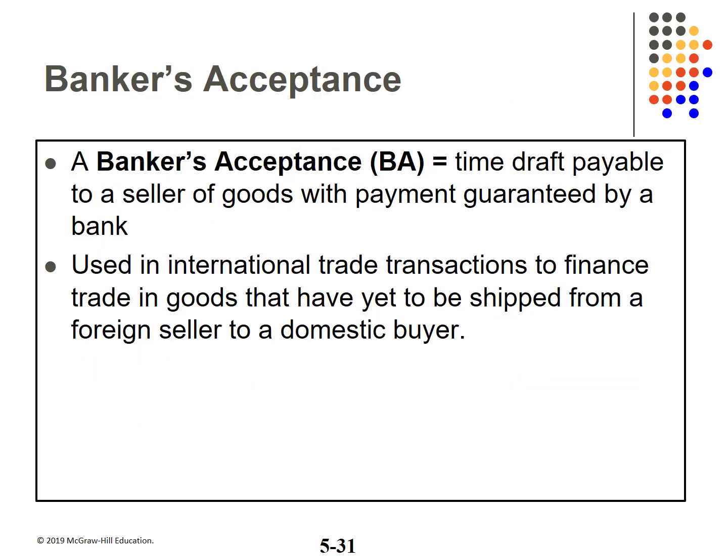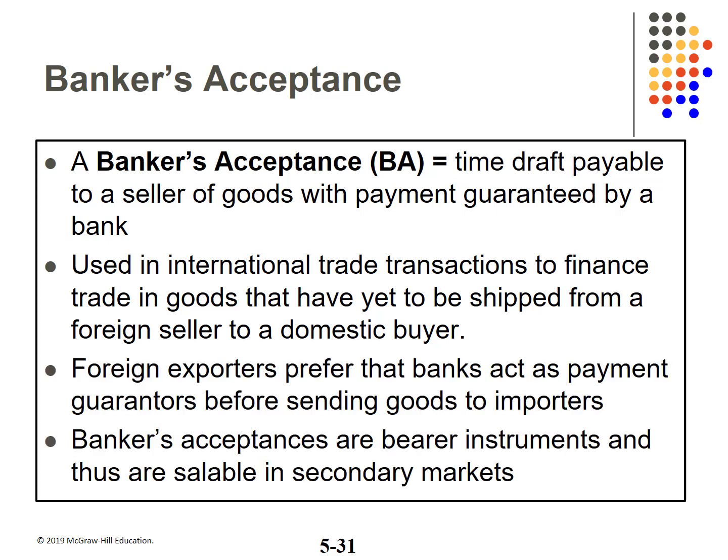Finally, our last money market instrument, banker's acceptance. Like commercial paper, these are not instruments most of us are familiar with since they're primarily used in international trade. Exporters prefer that a bank acts as a payment guarantor before sending the goods. Like negotiable CDs, these are bearer instruments and saleable in the secondary market. The next slide explains how they work.